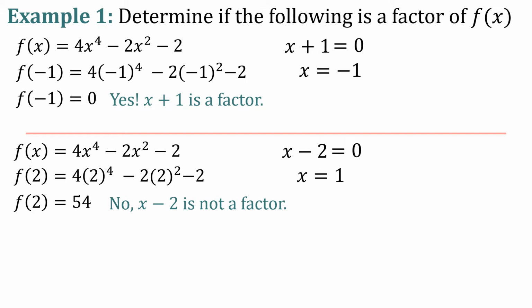This was an example from the previous video. We had f of x equals 4x to the fourth minus 2x squared minus 2, and we solved x plus 1 equals 0, and that was negative 1. We plugged negative 1 into the function, and that gave us 0. So that meant that x plus 1 was a factor. We did the same thing with x minus 2, and it should have said x equals 2, and we plugged 2 into the function, and we got 54. Since that was not 0, we knew that x minus 2 was not a factor.